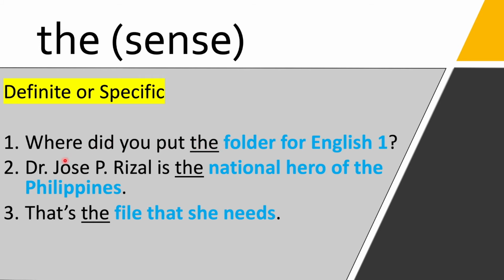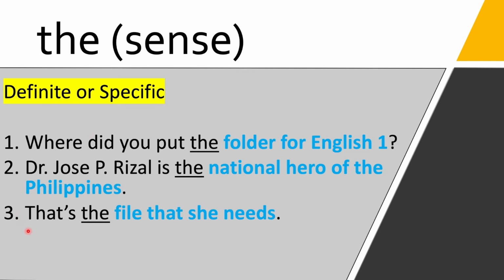Okay, number 2, we know this. Dr. Jose P. Rizal is the national hero of the Philippines. So why "the"? You know the answer, guys. Because definitely Dr. Jose P. Rizal is the national hero of the Philippines. So we use the article "the" here. We couldn't say Dr. Jose P. Rizal is "a." Why? Is there any other national hero? No, it's only Dr. Jose P. Rizal. All right, so that's what we mean by definite or specific.